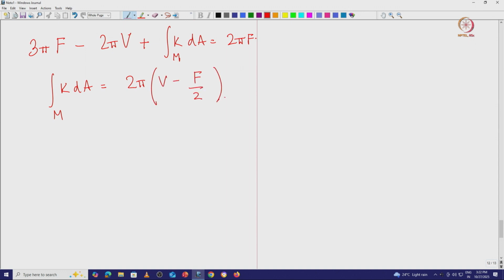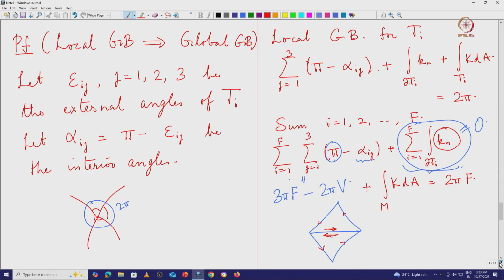So if you rearrange, you basically get that the total Gauss curvature is precisely 2 pi times V minus F by 2. Okay. Now the final argument: how do we insert the number of edges into this equation? By the way, I should have mentioned that these things cancel out precisely because there is no boundary to M. So all of these edges must be accounted for when you do this cancellation, because there is no boundary of M.